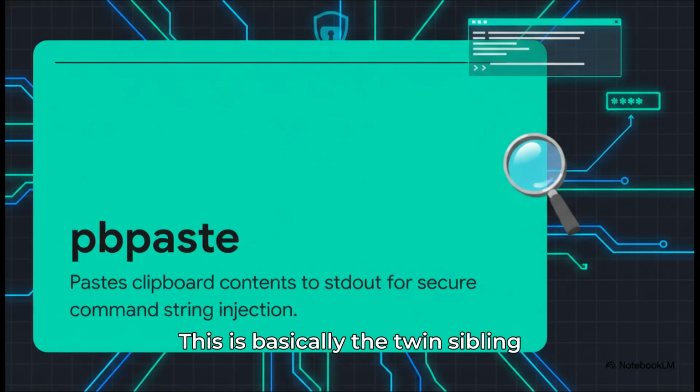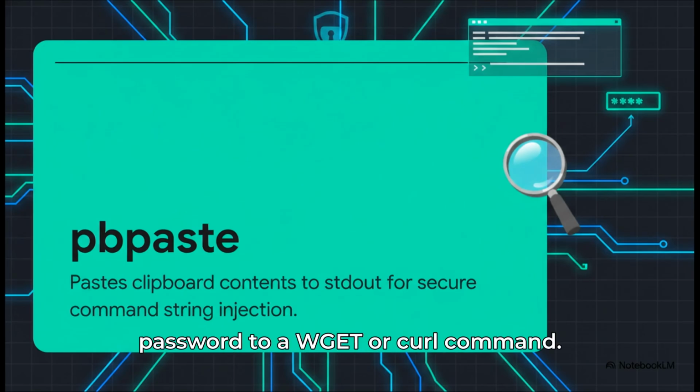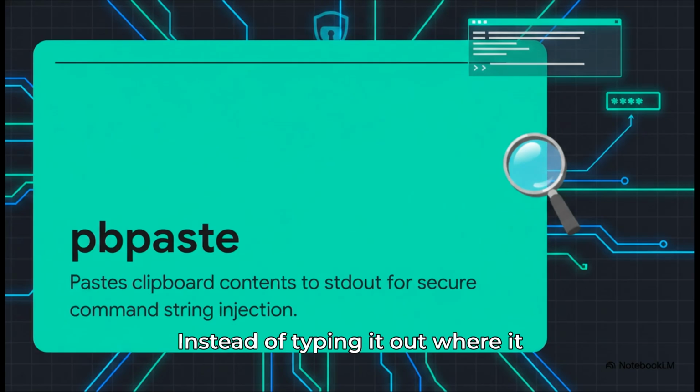Moving right along, trick number 2, secret injection using pbpaste. This is basically the twin sibling to our first trick. pbpaste lets you push data from your clipboard straight into the shell, essentially acting as standard input. So here's the real magic. You can use pbpaste for secure operations. Let's say you need to pass a super sensitive API key or a password to a wget or curl command. Instead of typing it out where it gets permanently etched into your shell's command history file, you just dynamically inject it from your clipboard using pbpaste. Boom! It leaves absolutely zero trace in your logs.